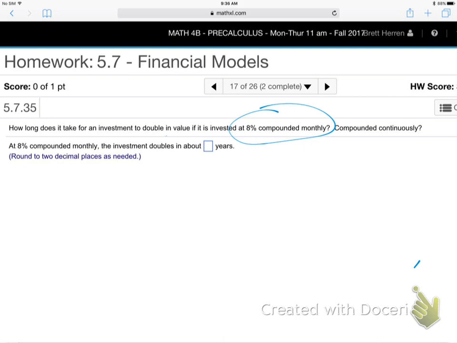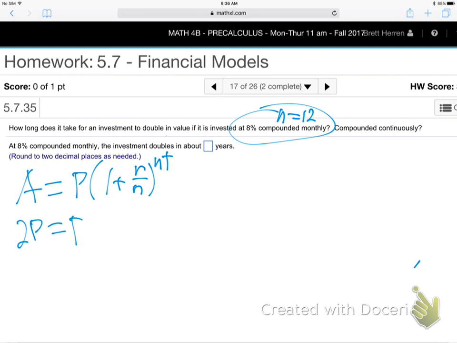So for monthly, n is 12, and I'm going to use P(1 + r/n)^(nt). Okay. All right, so let's put in stuff. The amount is double the principal, and the interest rate is 8%. The n is 12 monthly, and the time is what we're trying to figure out. How long? Good to there so far?